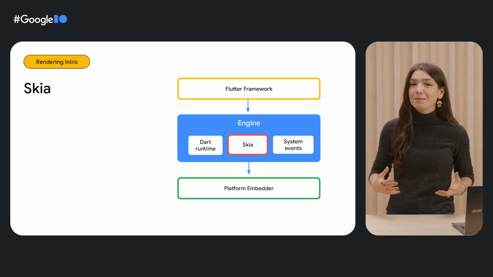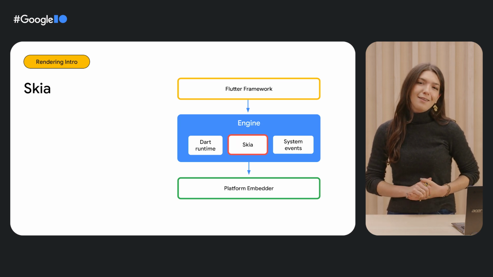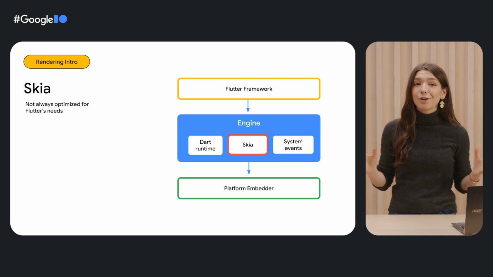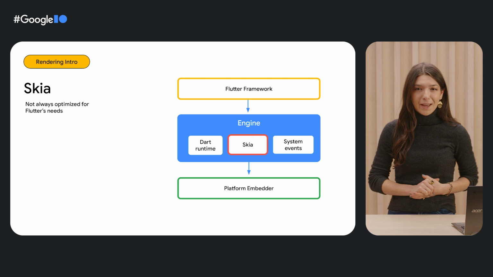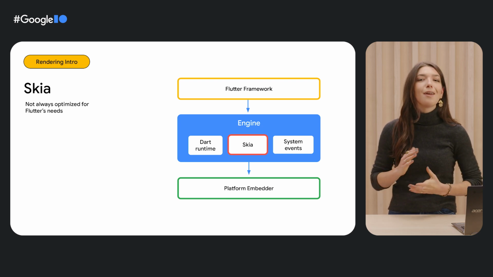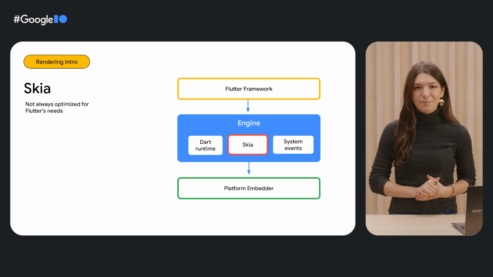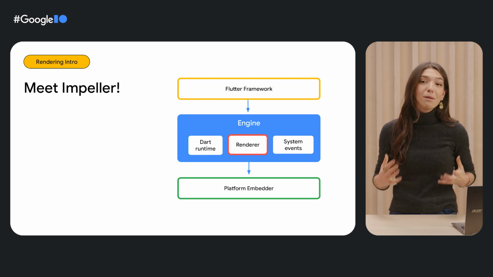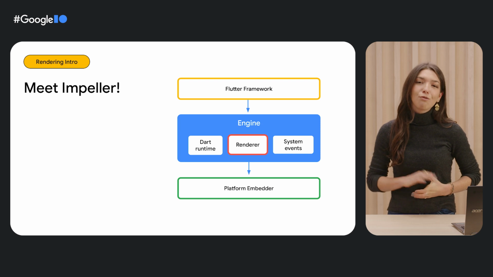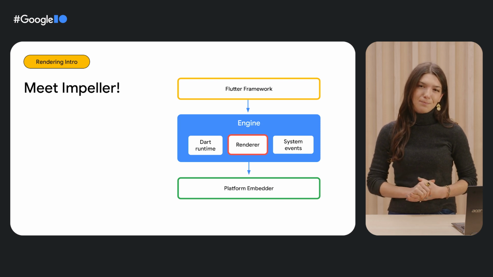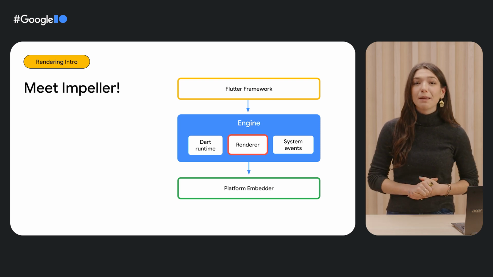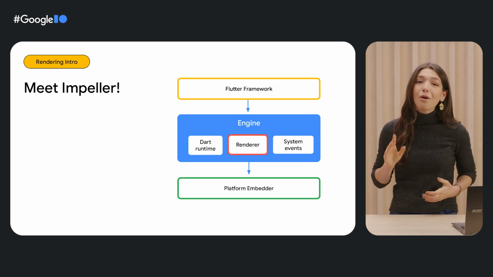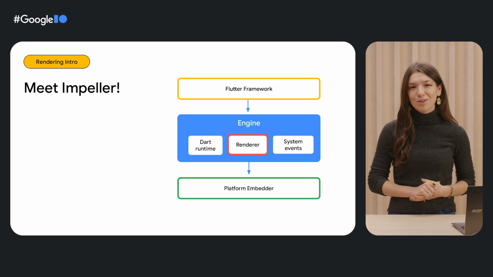Until now, Flutter has been using something called Skia. The problem is, Skia wasn't designed for Flutter. It has a ton of rendering features built for a wide range of devices, which means that it's not always optimized for Flutter's needs. Enter Impeller, Flutter's new renderer. We built Impeller to specifically focus on the rendering needs of Flutter applications. And our main goal was to eliminate jank or any stuttering that's happening inside of your app. This way, it'll always look and feel great for your end users.